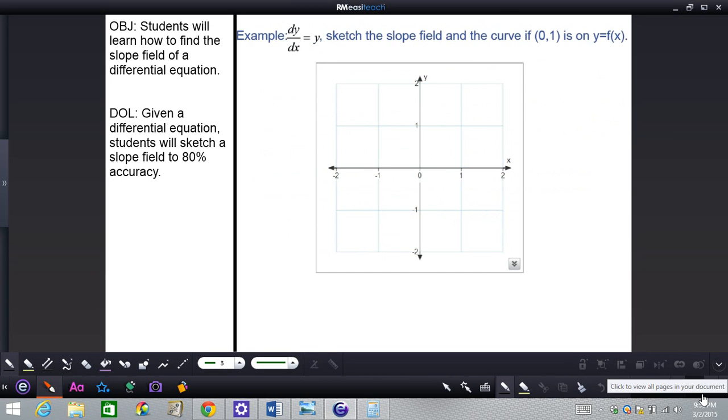All right, so example 2, let's sketch the slope field this time of dy/dx equals y, and the curve through 0, 1 on y equals f of x. I'm going to wait for a second so you guys can copy this down.